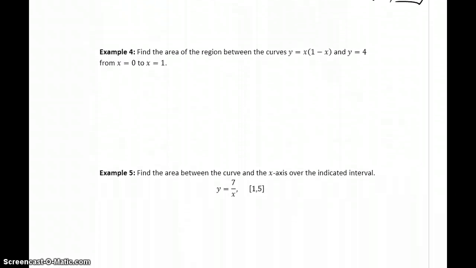In example 4, we could start this process off the same way. You could go back to your calculator and graph these two functions to determine which is taking on the larger function values on this interval from 0 to 1. In this case, it would be y equals 4 taking on the larger function values. So we would want to integrate from 0 to 1. We would take the first function, 4, since it would be taking on the larger function values, minus x times 1 minus x, or if we distributed that through, this would become x minus x squared.